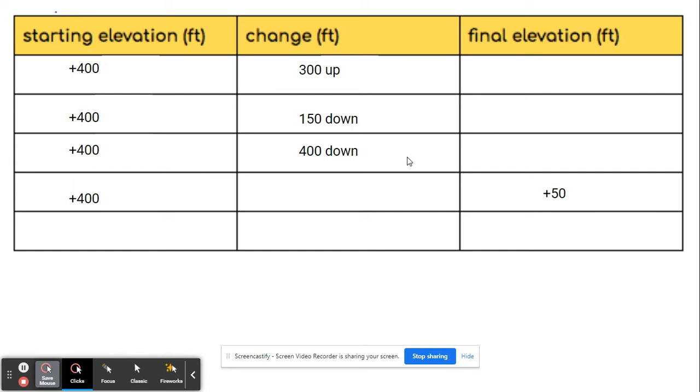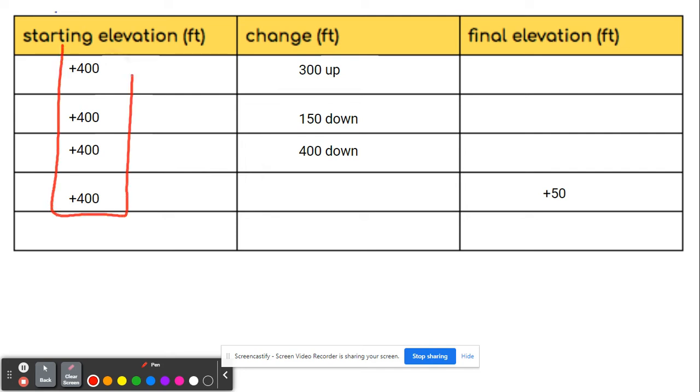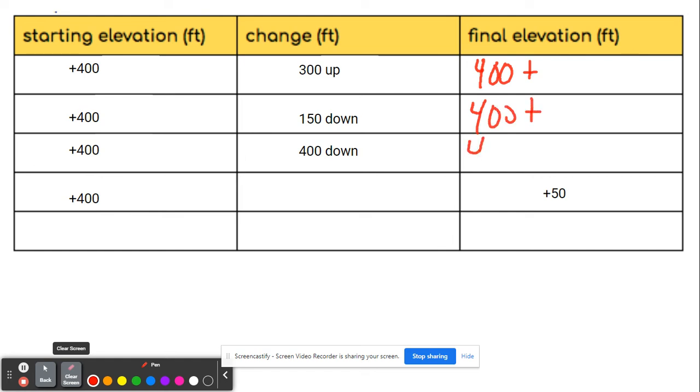All right, so go ahead. If you don't have your math binder at home, go ahead, pause the video, copy this table down in your notebook. I'm just going to move right away, but make sure you pause it so you have time to write it down. So we're looking at our table. You're going to notice my starting elevation for these first four is all 400. So because that's my starting elevation, that's the first number in my equation. So I'm actually going to come over here and do 400 plus right away for each of them, just to be a little efficient with my process. Because I know all four of my equations are starting with 400.